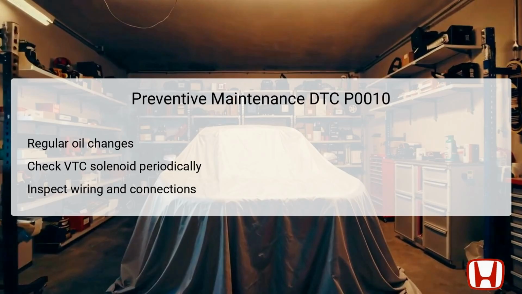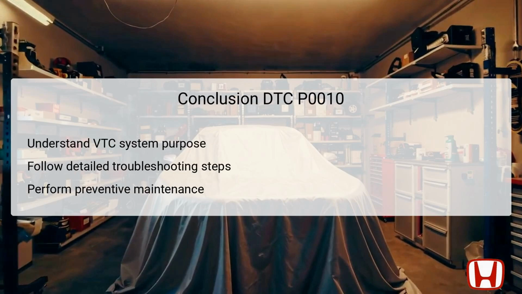By committing to these preventive measures, vehicle owners can significantly enhance overall engine performance and reliability, virtually eliminating the occurrences of related diagnostic trouble codes. In conclusion, understanding the purpose of the VTC system and the potential implications of DTC P0010 is vital for any Honda Civic owner. It's essential to follow detailed and systematic troubleshooting steps to accurately identify and resolve issues related to the VTC oil control solenoid. Each step is necessary for diagnosing the root problem effectively and restoring optimal engine performance.